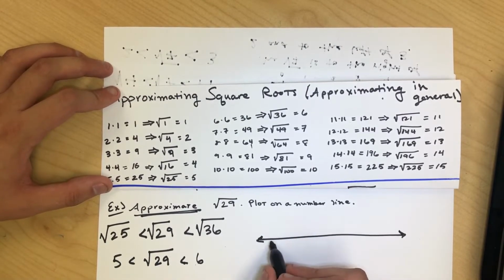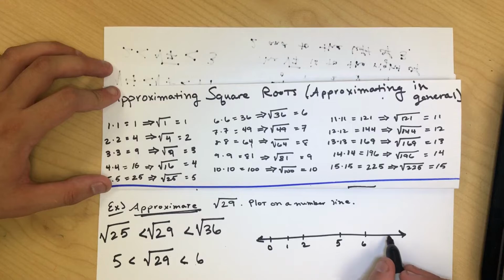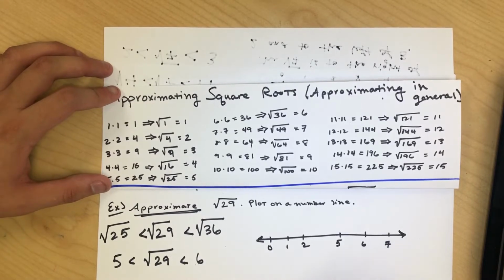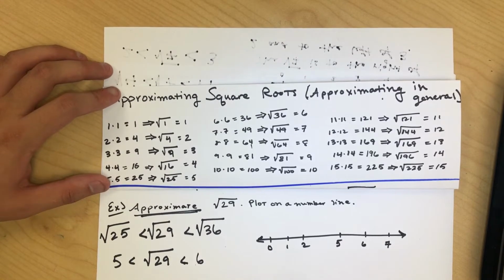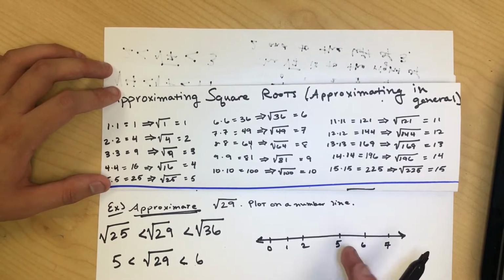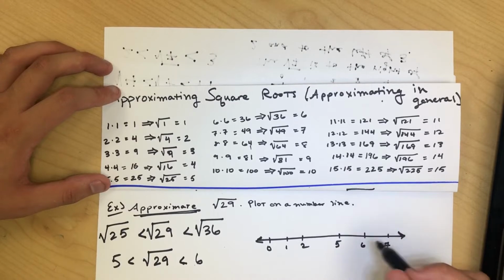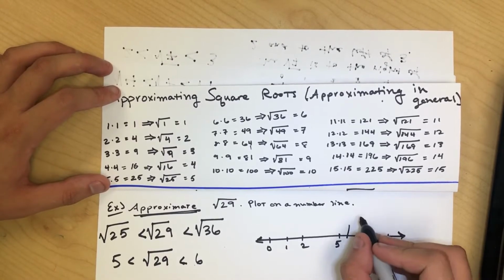And we can plot them. So let's say we have 0, 1, 2, 5, 6, 7. Okay. So where would we put the square root of 29? Well, it's in between. It's a little bit larger than 5, so somewhere on this side of 5, right? That's larger than 5, but it's less than 6, so that means to the left of 6. So that means we'd put it somewhere right in here.